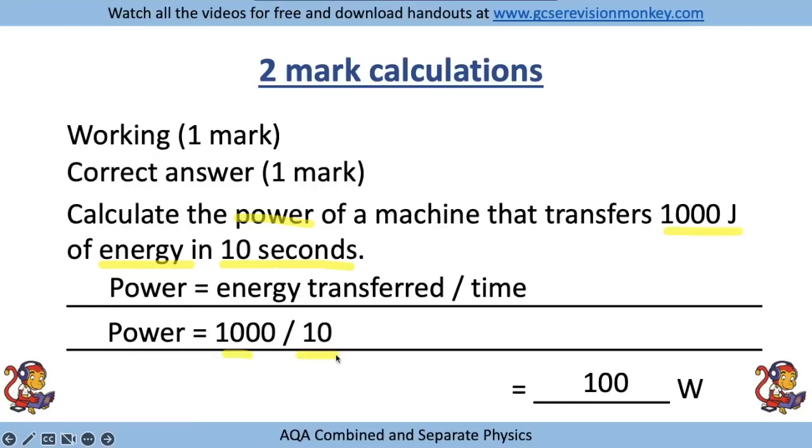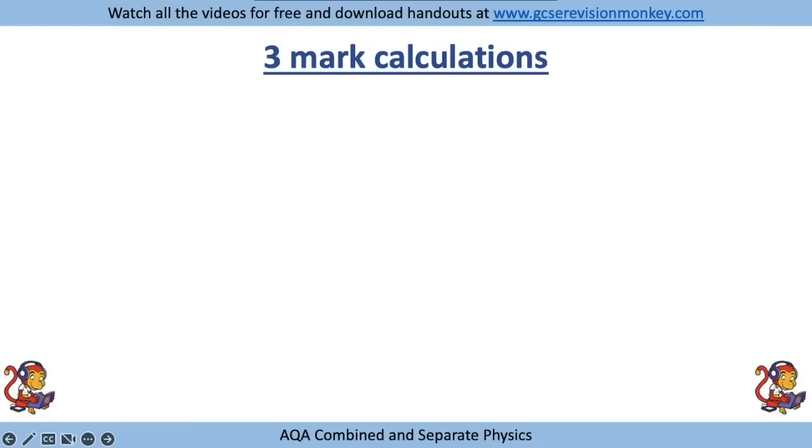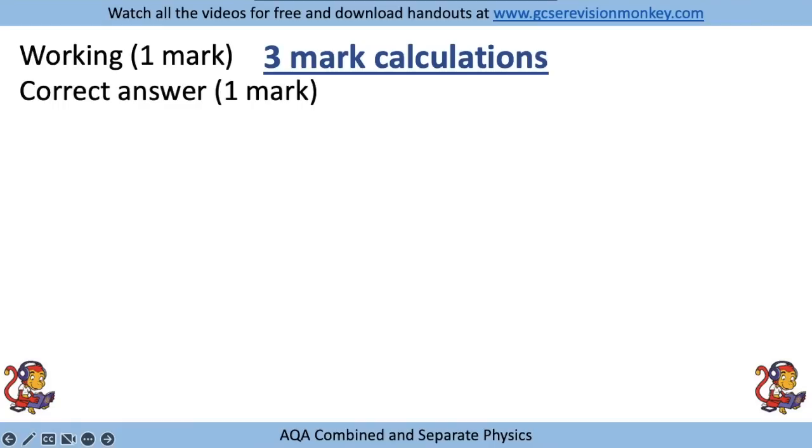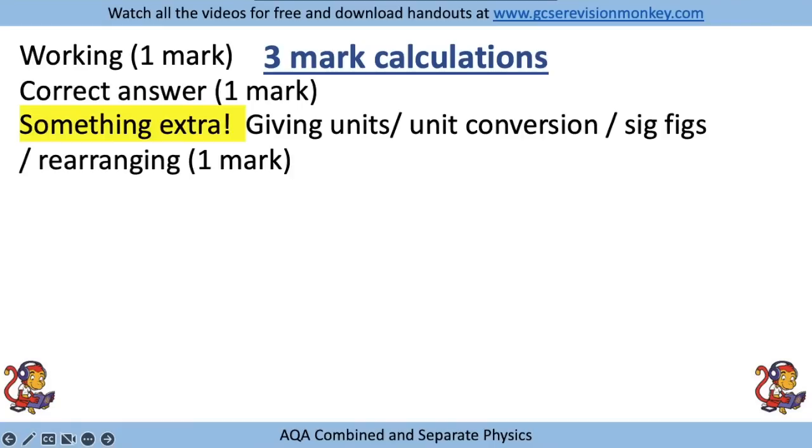If you have a look at a calculation and it is worth 3 marks, you're going to think about it like 1 mark for the working, 1 mark for the correct answer, and 1 mark for something extra. So this could be giving the units, converting the units, significant figures, or perhaps rearranging the equation.